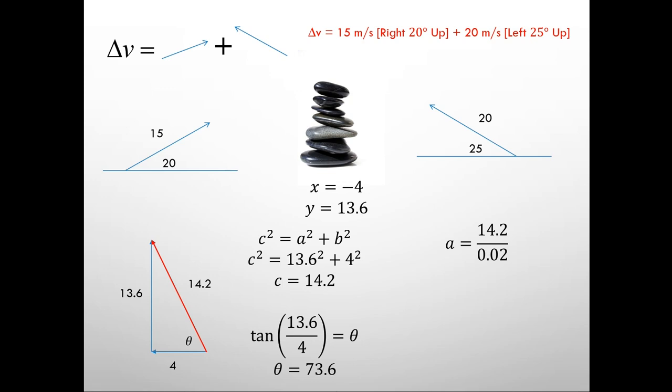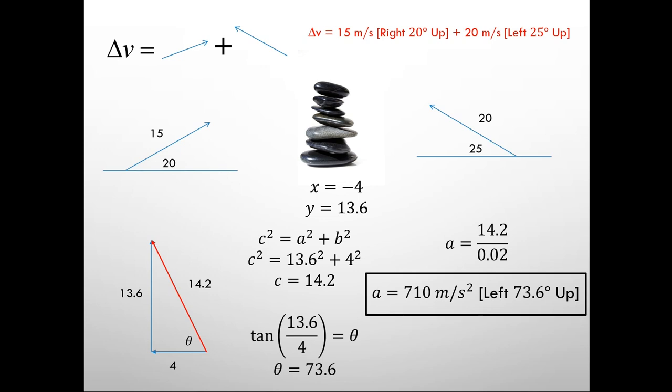And so going back to our acceleration equation, it's change in velocity over change in time. So we just calculated change in velocity to be 14.2. And we know again from the question that the time is 0.02 seconds. So solving that, we can say acceleration is 710 meters per second squared, measured left 73.6 degrees up.